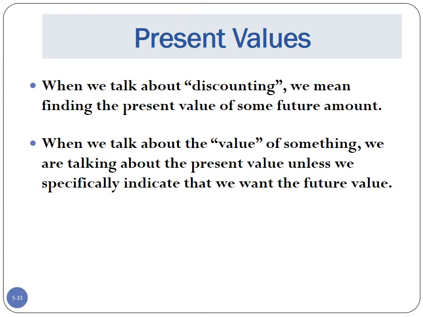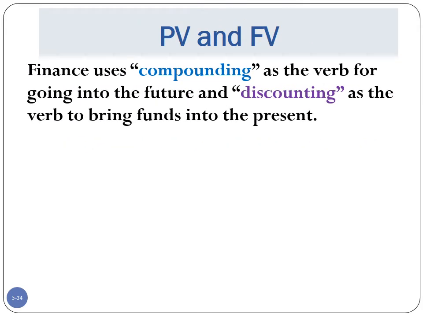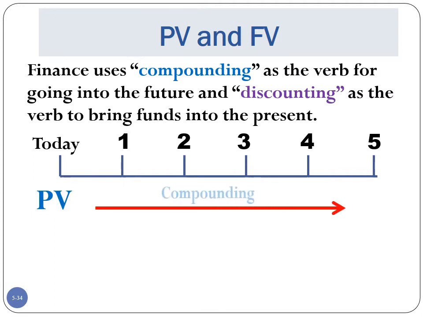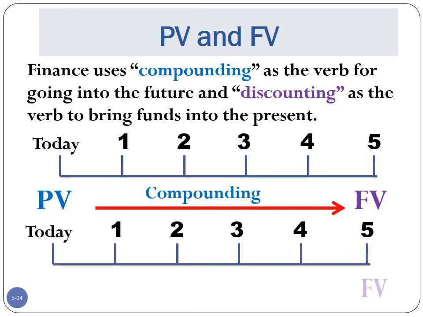So when we talk about discounting, we mean finding the present value of some future amount. When we talk about the value of something, we're talking about the present value, unless we specifically indicate that we want the future value. And finance uses compounding as the verb for going into the future and discounting as the verb to bring funds into the present. This is compounding, and this is discounting.